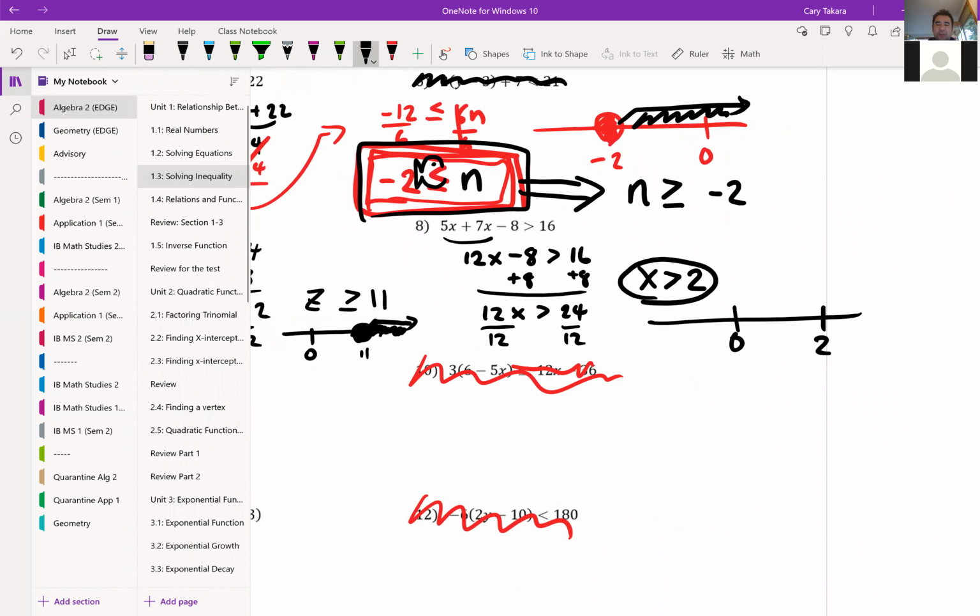Zero, 2. Everybody tell me, open or closed circle? It will be open circle. Which way should we shade? Should we shade to the right or to the left? We're going to shade it to the right because the arrow is pointing to the right. Okay.